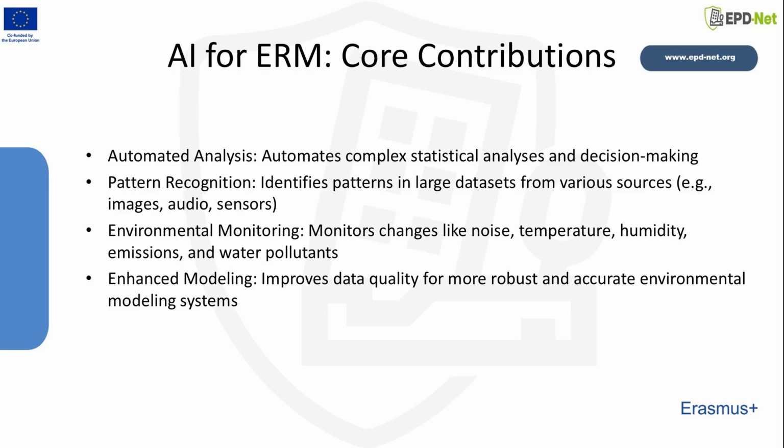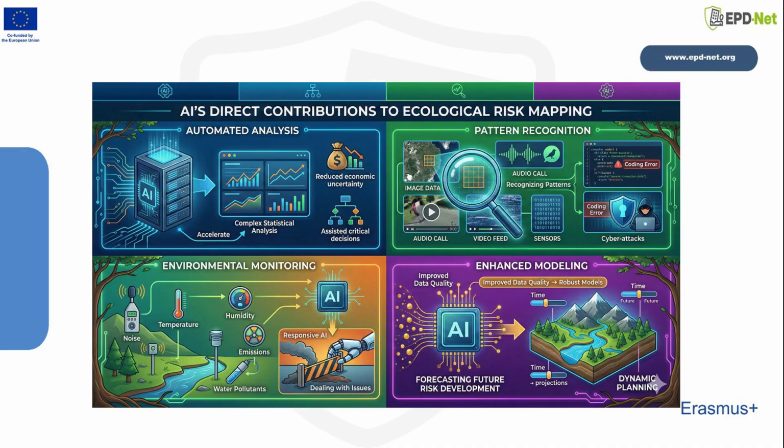Deep learning, in particular, has had success recognizing patterns from a wide range of data sources, including images, audio, video, and other sensors. This allows us to optimize data management processes and identify everything from coding errors to potential cyber attacks. Thirdly, AI is a game changer for environmental monitoring. AI systems can monitor changes in the environment, including noise, temperature, humidity, emissions, and water pollutants. More importantly, AI systems can respond to these changes and quickly implement solutions for dealing with any emerging issues.